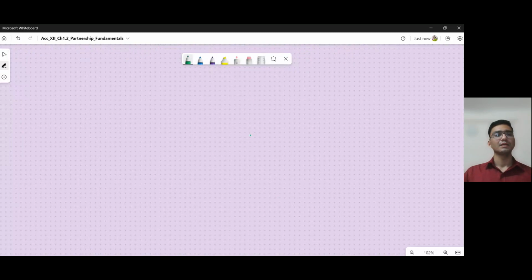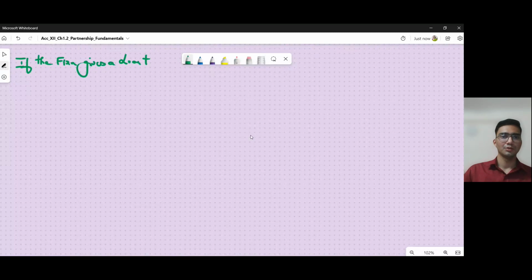In the first case, we saw that the partner gave a loan to the firm. Now, in this case, we'll see what happens when the firm gives a loan to the partner. If the firm gives a loan to the partner, under this case, again, there are going to be two journal entries. If you want to understand it in the same way, you have a partner, you have a firm.